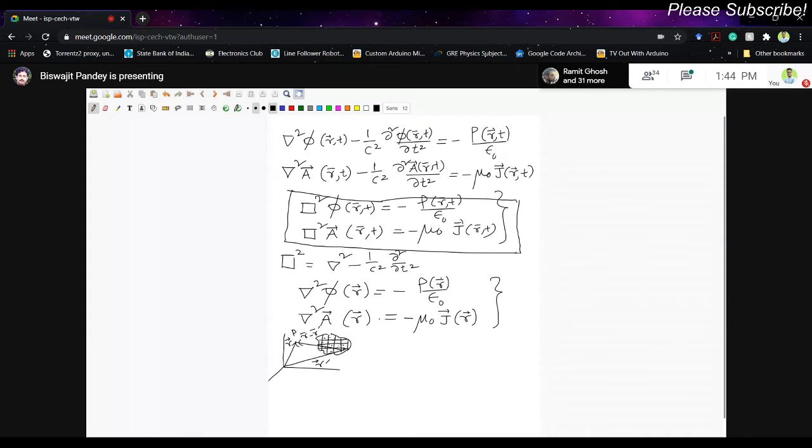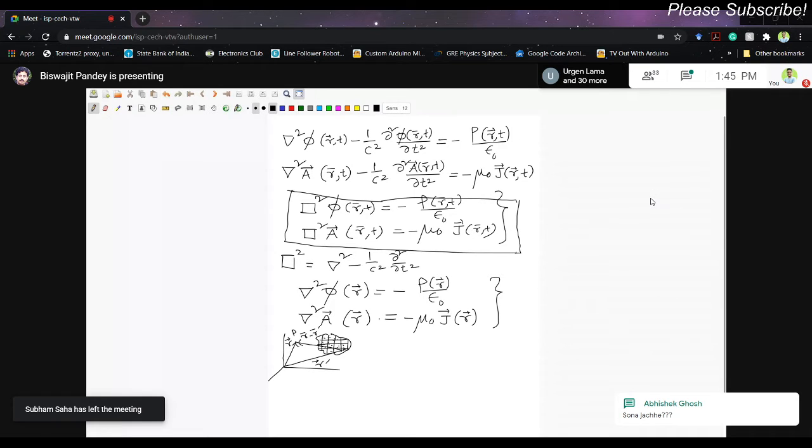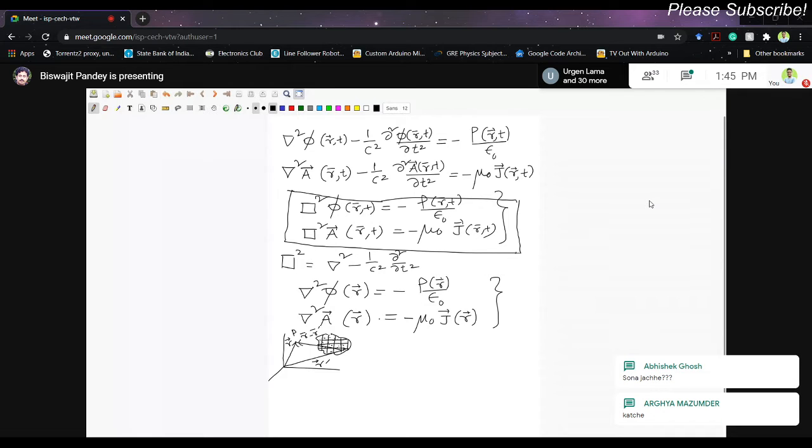Let us take an arbitrary equation like this: Laplacian of psi of r is equal to some function of r. It's a general equation. We want to solve this kind of equation, and if we want to solve it, then the Green's function is defined in this way, in terms of R and R prime.